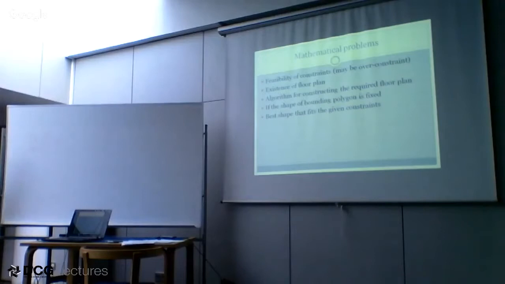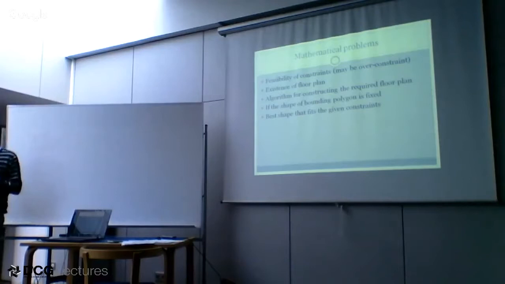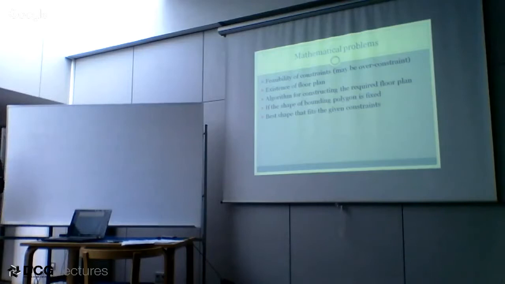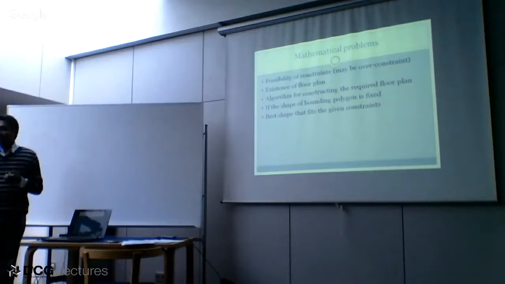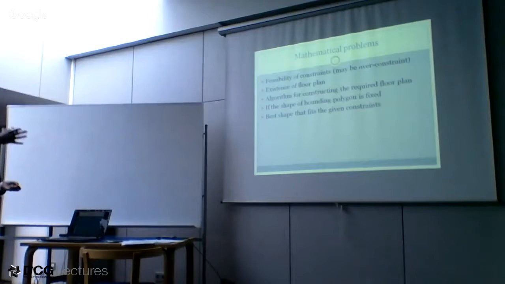Now, if we are given the graph, does a floor plan exist corresponding to it or not? So we need some mathematical theorems or results which say that yes, if the input is this, then there exists a floor plan corresponding to it, otherwise not. The other more complicated thing is that if we know the constraints are feasible, then you need to propose an algorithm which takes the graph and constructs the floor plan corresponding to it.